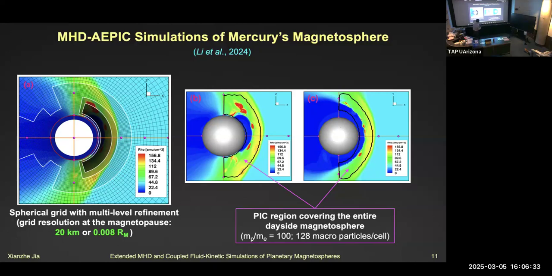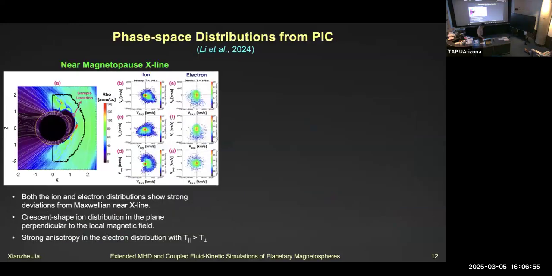For those of you who are very interested in PIC simulations, we use a mass ratio of 100 for ions and electrons, and 128 macroparticles for ions and 128 for electrons, so 256 particles in total inside a cell. We try to use similar resolution to enable an apples-to-apples comparison with our Hall MHD simulation.